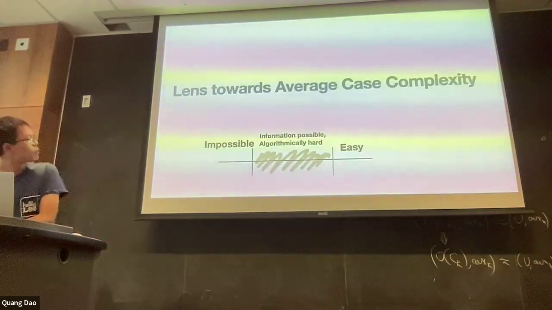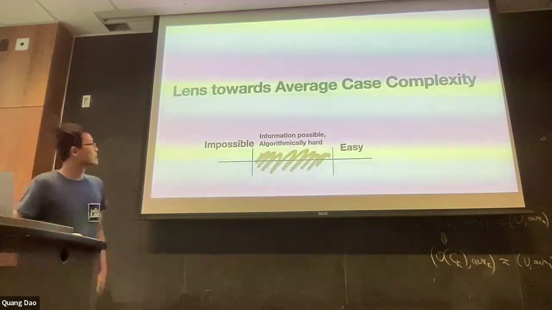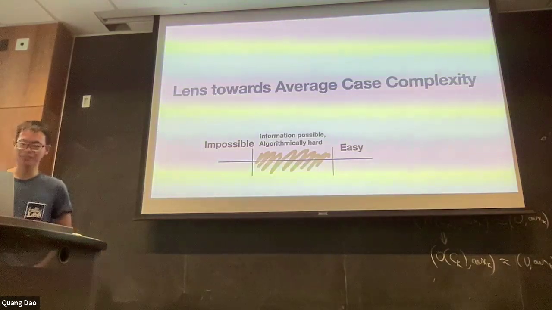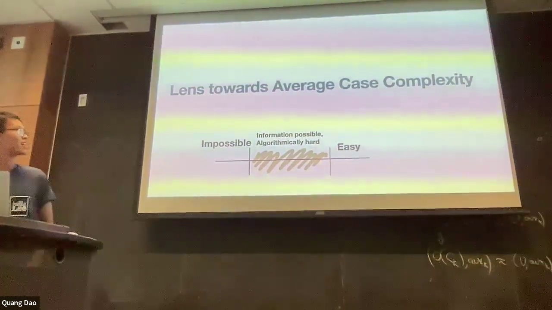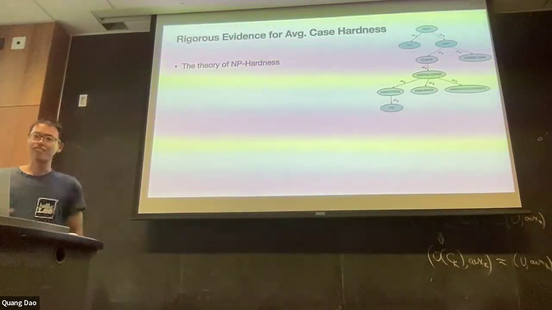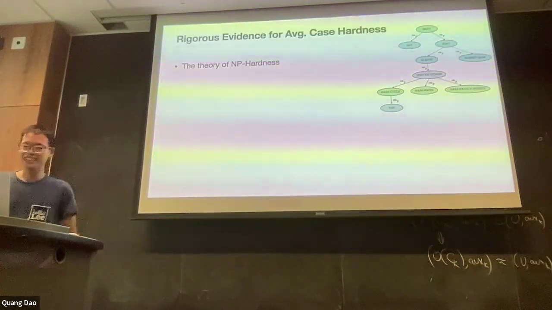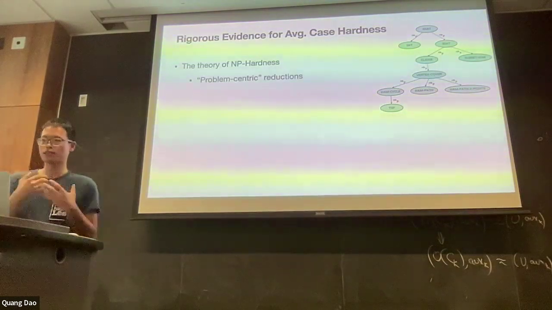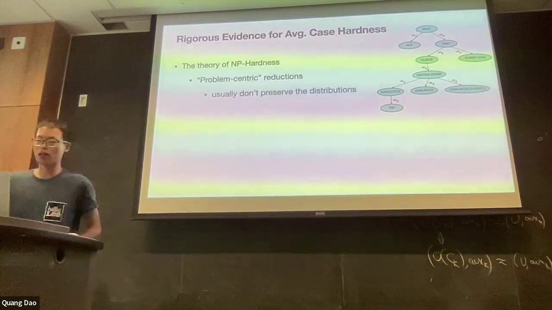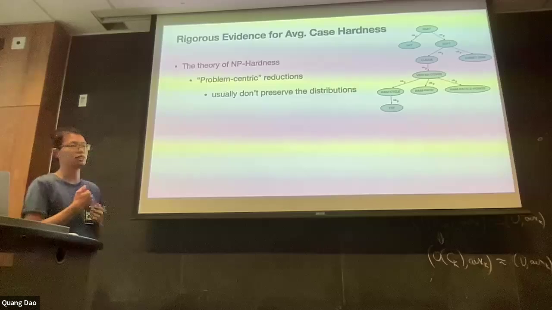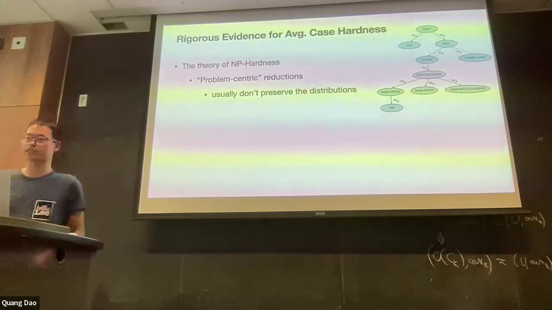Now let me try to convince you why cryptographers still care about sum of squares, because it would provide you a lens of average case complexity. Because cryptographers care about average case hardness, however, the theory of NP hardness, which uses problem-centric reductions, does not apply in the average case setting because it's usually hard to preserve distribution using gadget reductions.